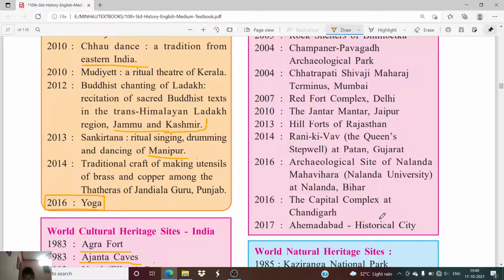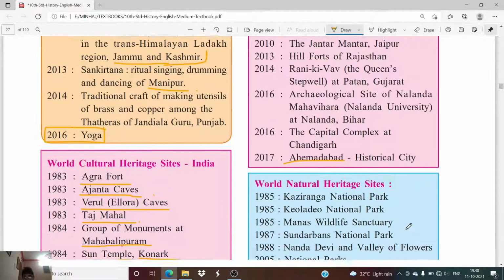Then the capital complex at Chandigarh. And again, Ahmedabad, a city in Gujarat. It is also declared as a historical city.